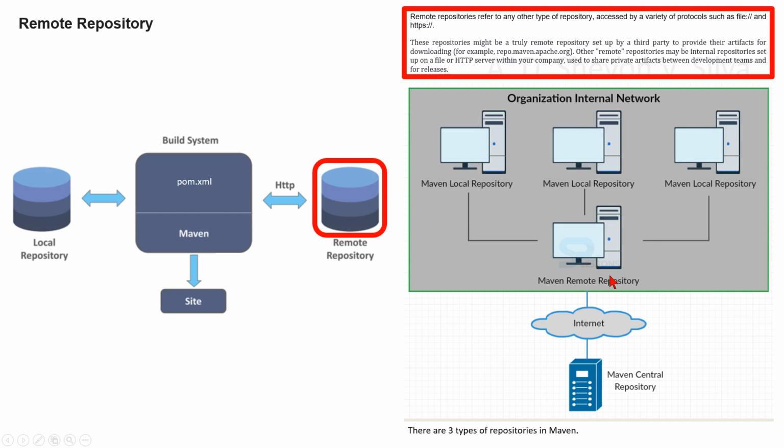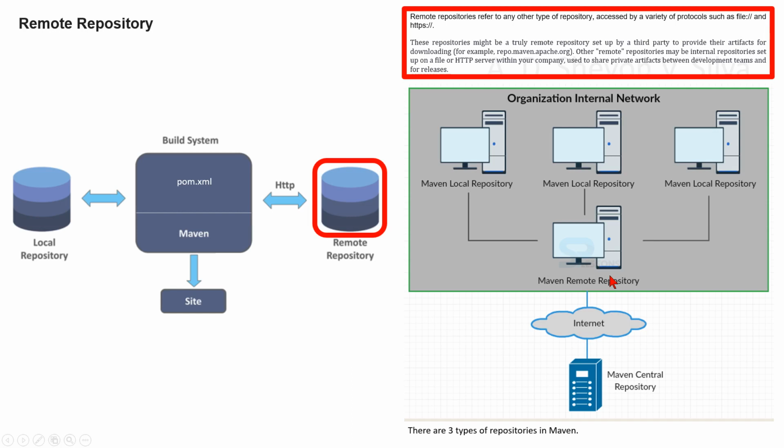To configure the remote repository in POM files, please follow the code. For example, the XML repositories element, then repository, then ID, then URL.